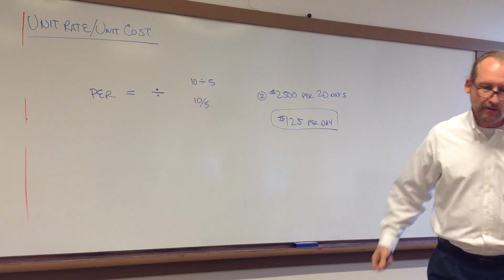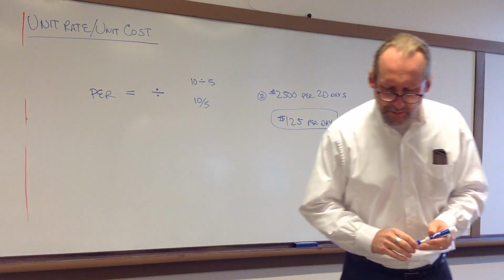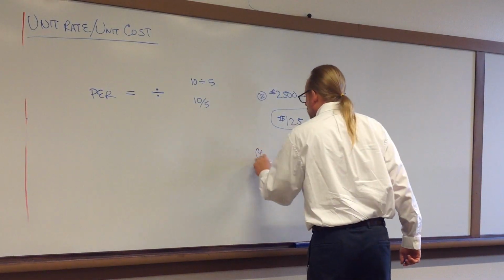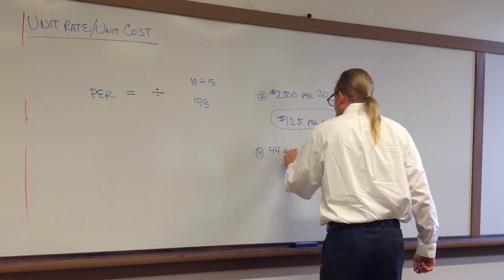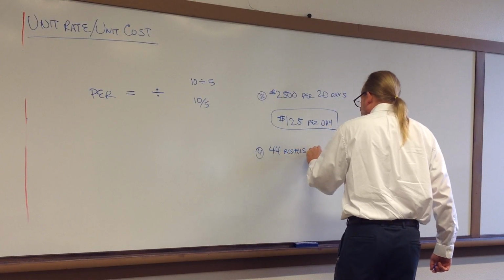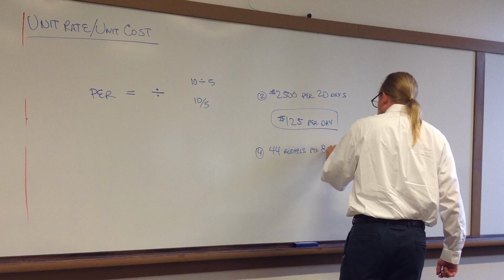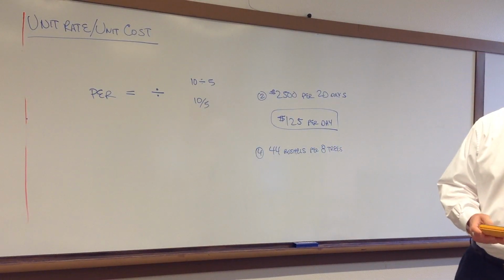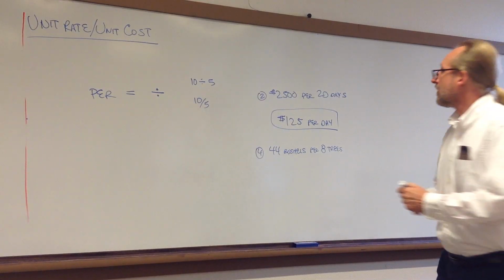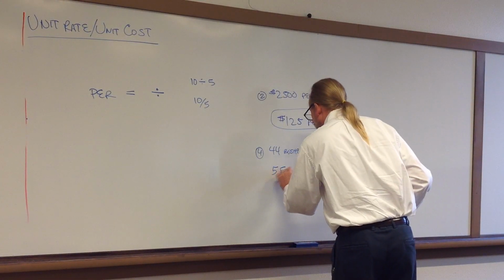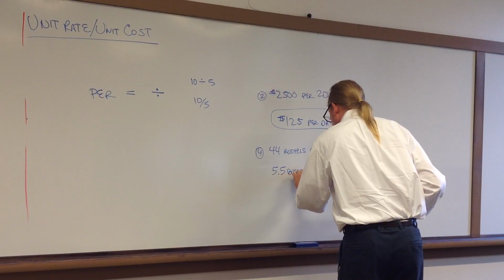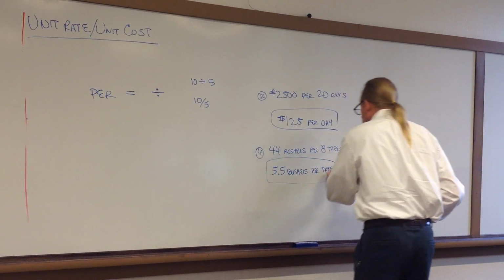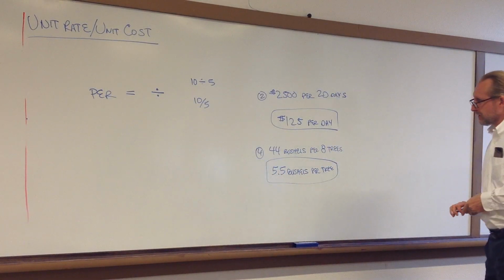All right. Let's see here. So the first couple problems are just like that. Number 4, 44 bushels per 8 trees. And so then we want to do 44 divided by 8. 5.5 bushels per tree.